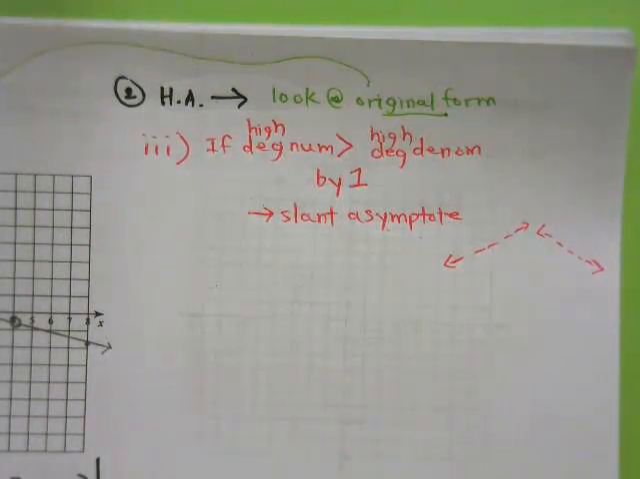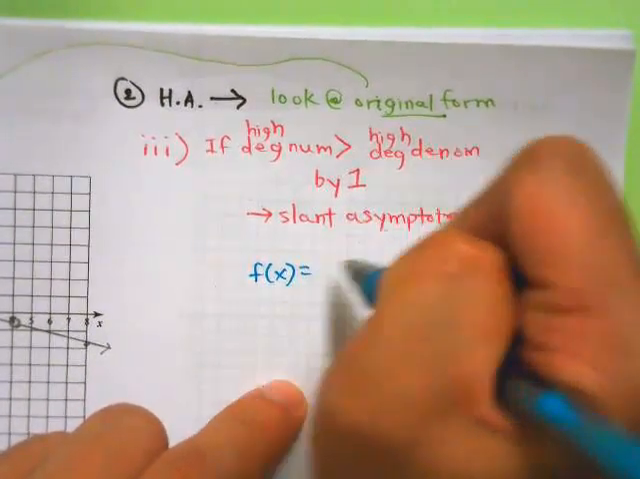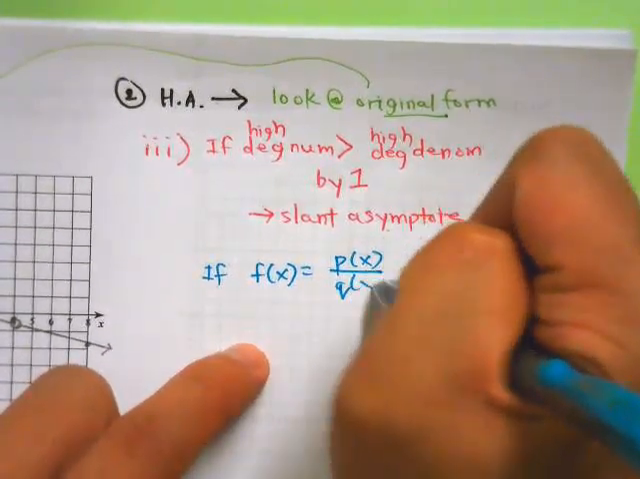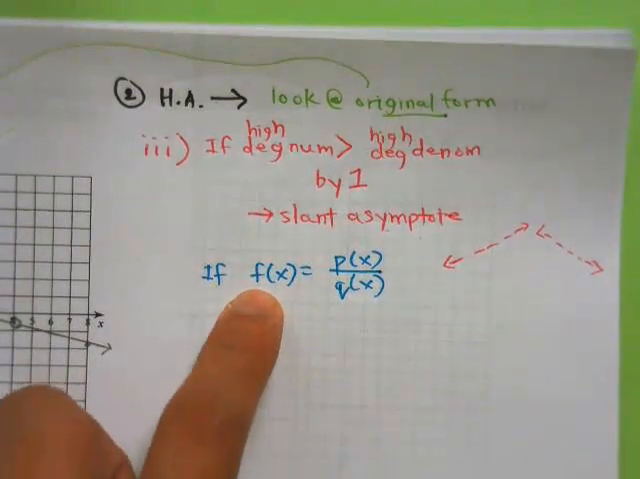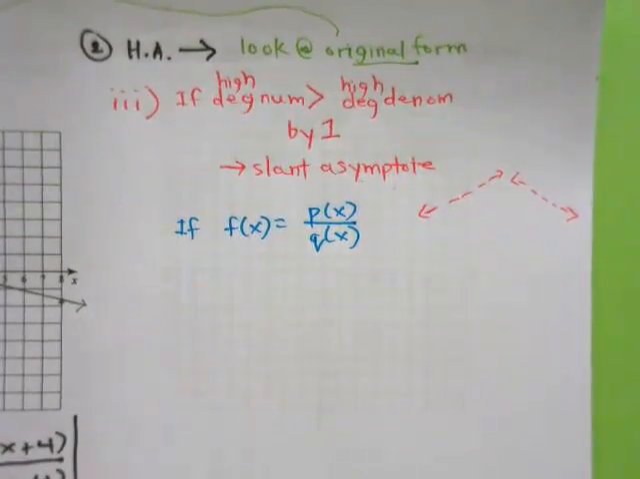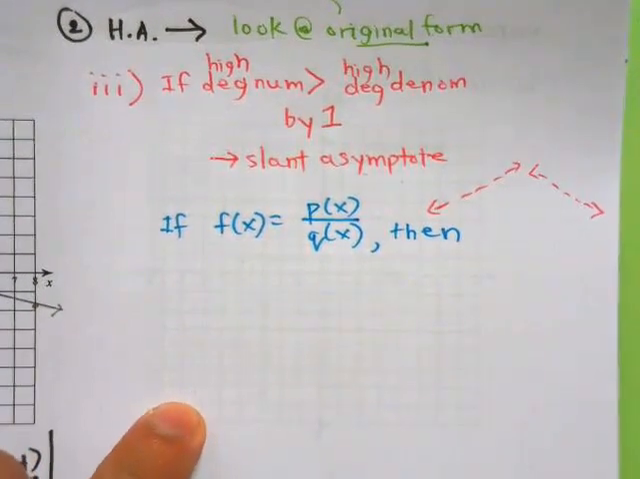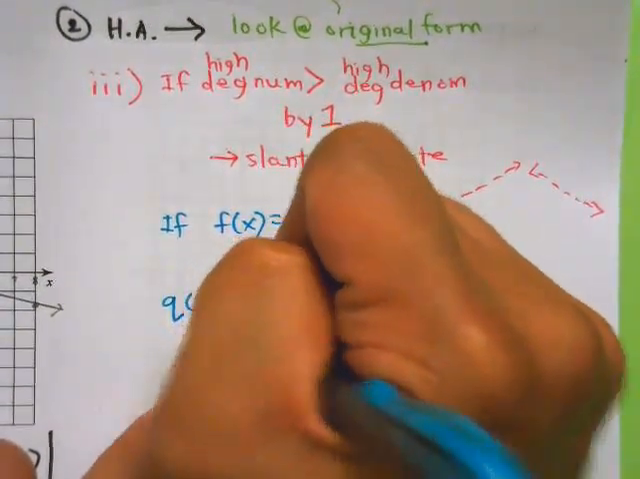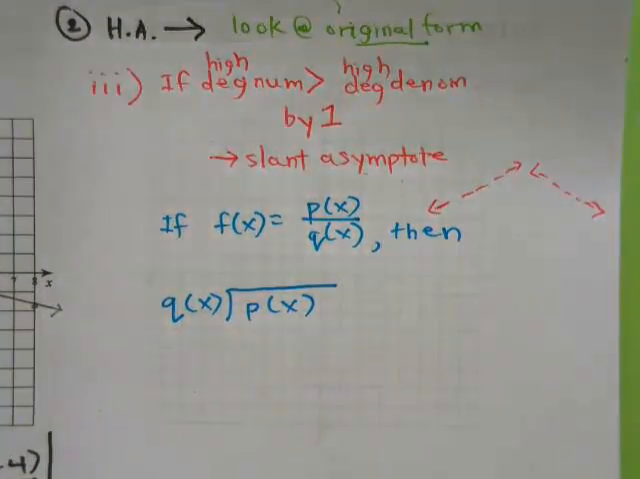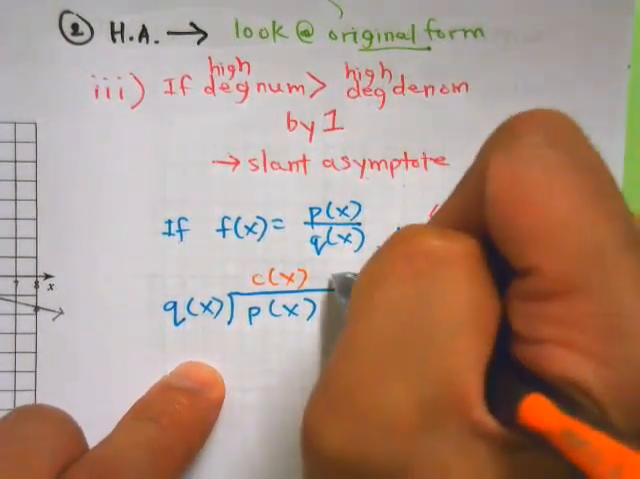I can write a little bit more, and I want to write it in a separate pen. So say, for example, f of x. If our function looks like this, this could be your p of x, and this could be your q of x. So if we have a rational function, then to get the slant asymptote, you're going to do division. It's going to be P of x divided by Q of x. And whatever this value is over here, that's going to be your slant asymptote, C of x.